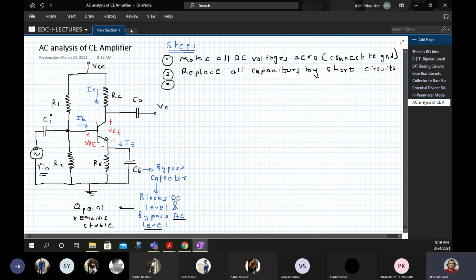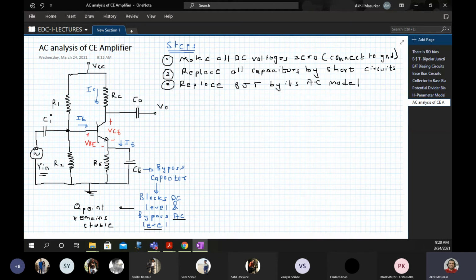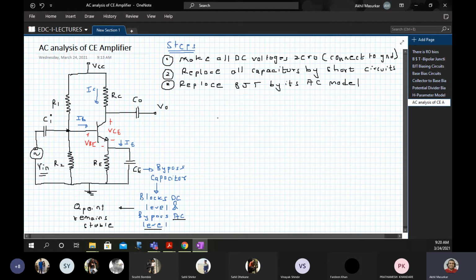And third, replace the BJT by its AC model. So we are going to use the H parameter model in our design. We will use the H parameter model to explain the AC analysis. So let us start from Vin.